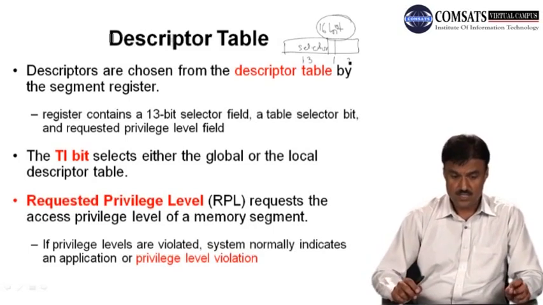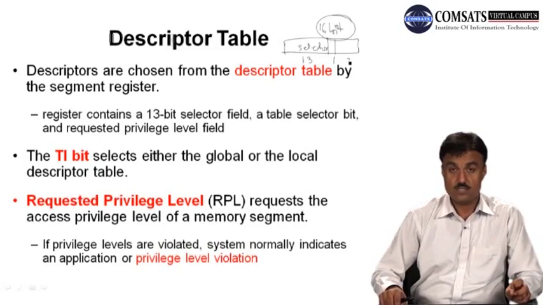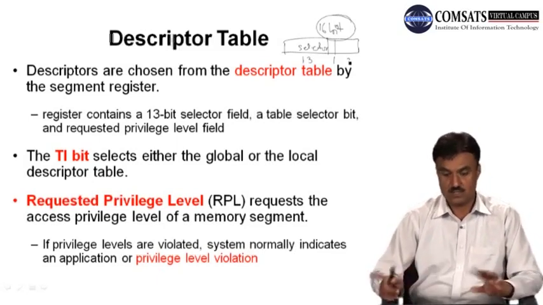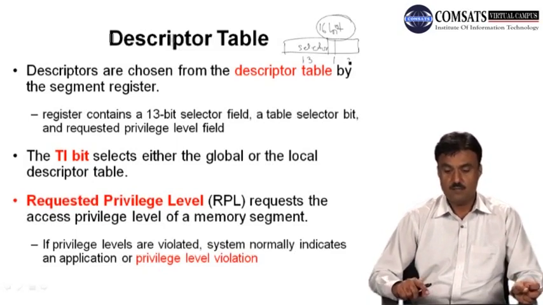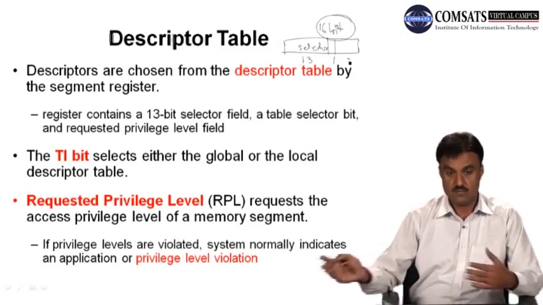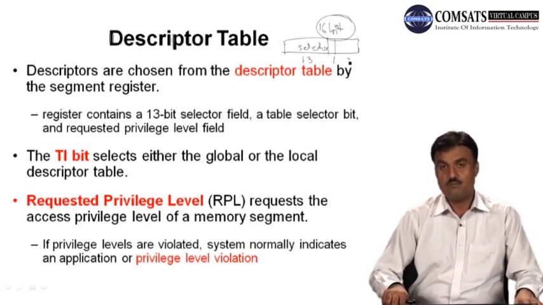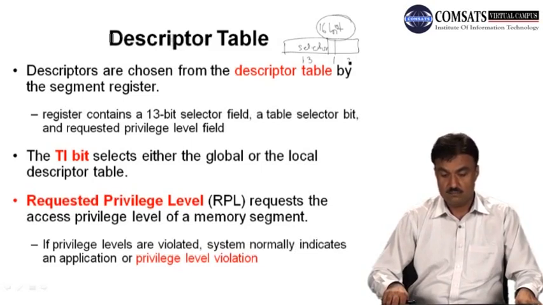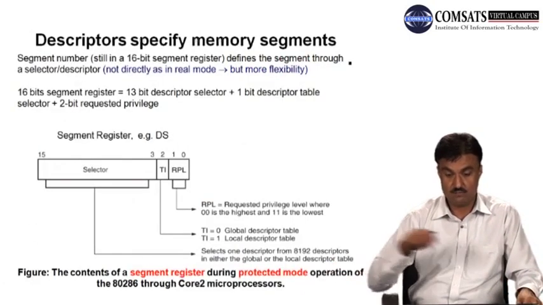The TI bit, or table selection bit, selects either the global or the local descriptor table. And the RPL is the request privilege level, the requested access privilege level of a memory segment, as we discussed. If the privilege levels are violated, the system normally indicates an application or privilege level violation.